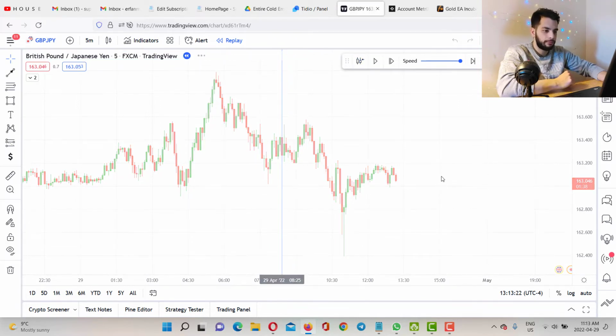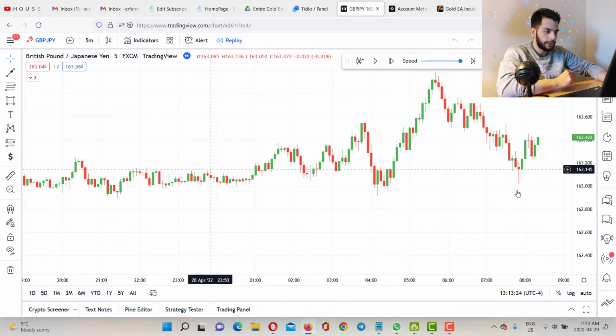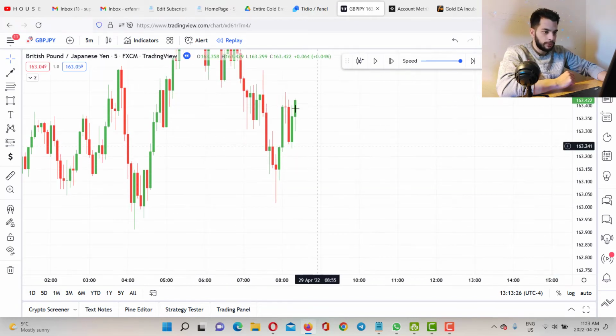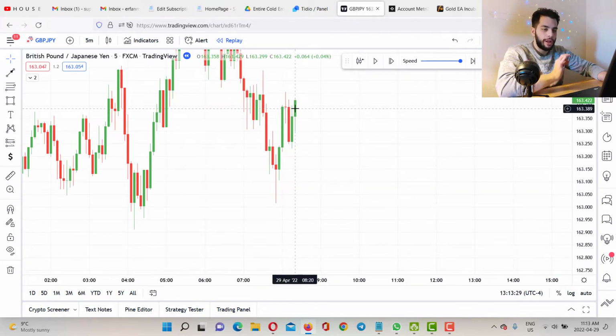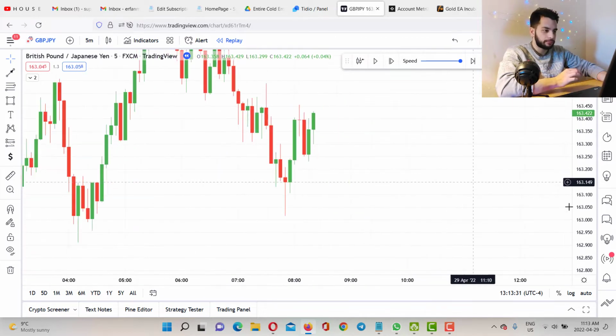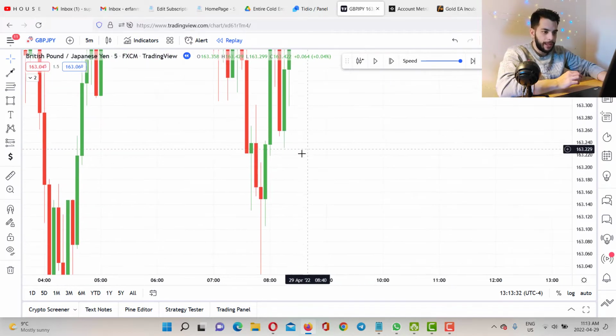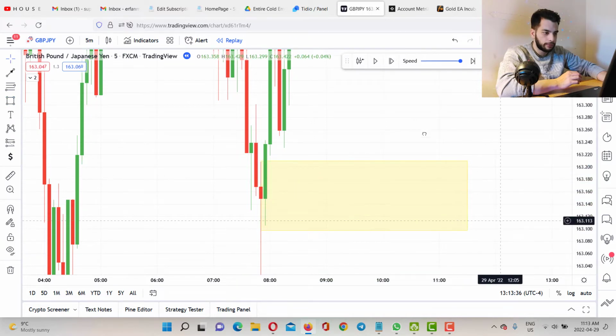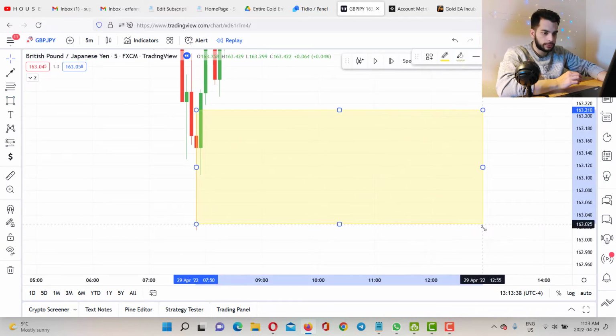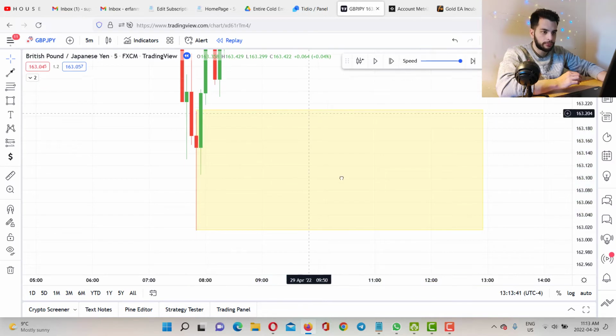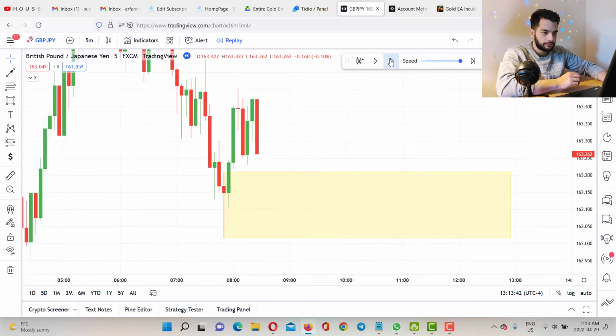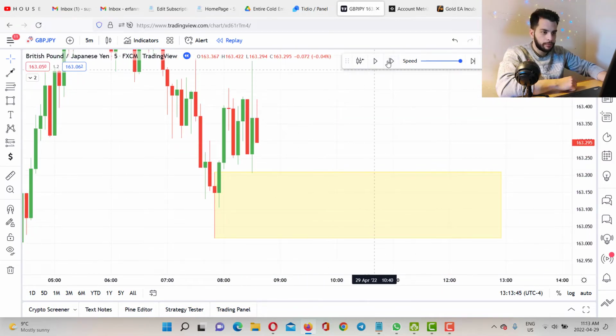But look at this. It is 8:20 in the morning. I was already awake. And then I noticed that we have this high probability order block here, from here all the way to here. Okay. And it actually came up.